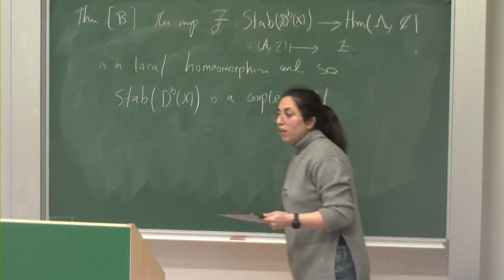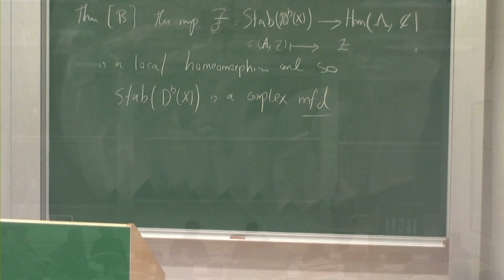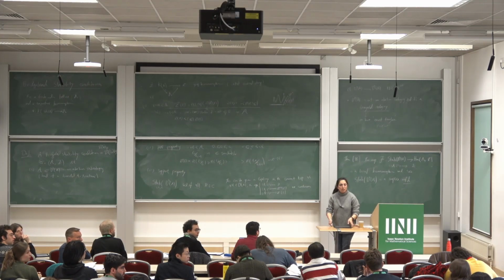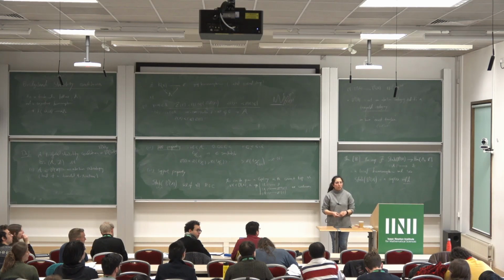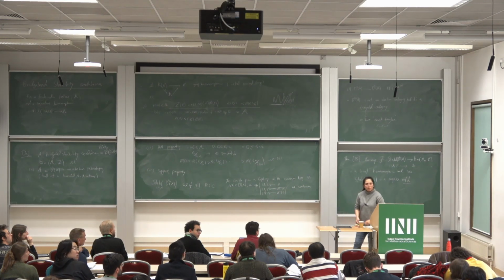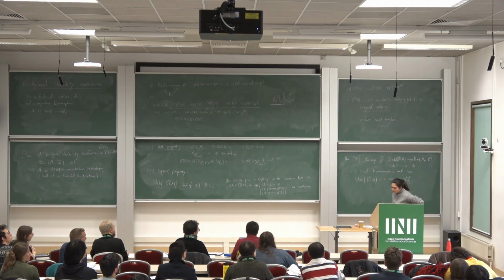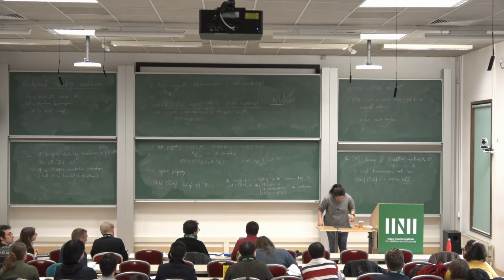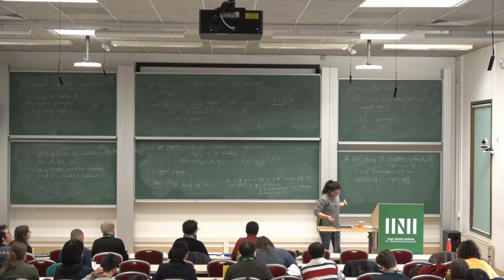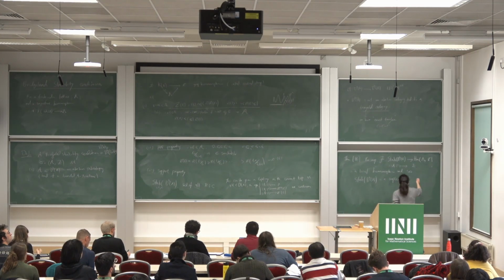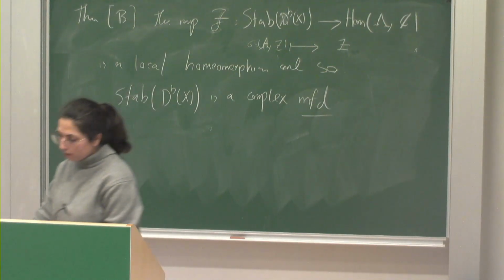Okay. Sorry to be fussy, but you also need the transition functions to be holomorphic, right? Yes, yeah, exactly. Okay, so it's a complex manifold of dimension the rank of this lattice Lambda that I originally fixed.